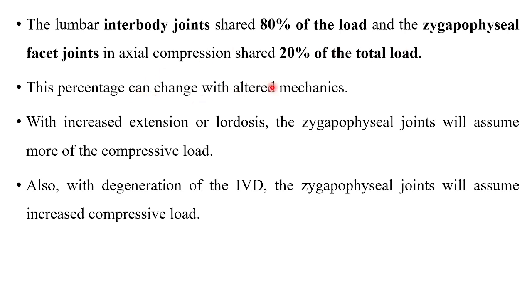This percentage can change with an altered mechanism. So if the person has any issues or degeneration occurring in the interbody joints, the interbody joint load will become 20% and the facet joint load will become 80%. So almost exactly the opposite will happen, and it may lead to further degeneration of the facet joints. This is what happens during the aging process, mainly because of degeneration of the intervertebral disc. With increased extension or lordosis, the zygapophyseal joints will assume more of the compressive load. Also, with degeneration of the intervertebral disc, the zygapophyseal joints will assume an increased compressive load.